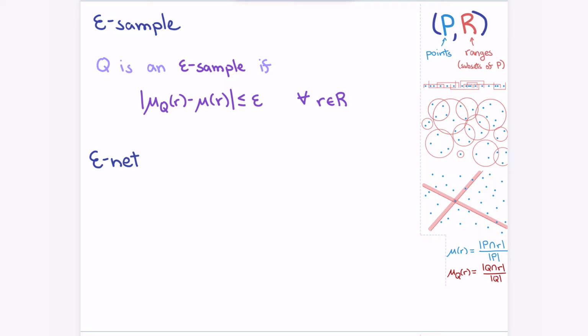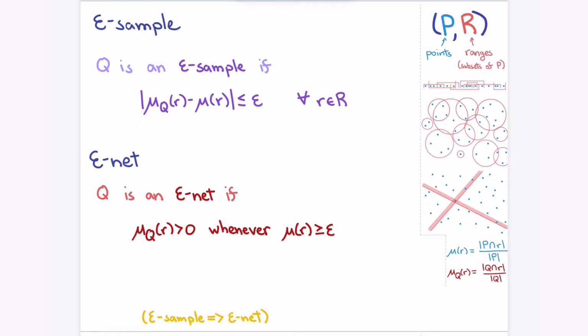An epsilon net is a little bit harder to guess, but is also of interest. Actually, it comes up a lot in learning theory. Here, your goal is not necessarily to estimate everything correctly. What you want to do is hit every range that has at least an epsilon fraction of the points. So Q is an epsilon net if its measure is greater than 0 whenever the true measure is greater than or equal to epsilon. So you have to sample at least one point from every range. That's sort of a heavy hitter in some sense. You want to make sure you hit all of the heavy ranges.